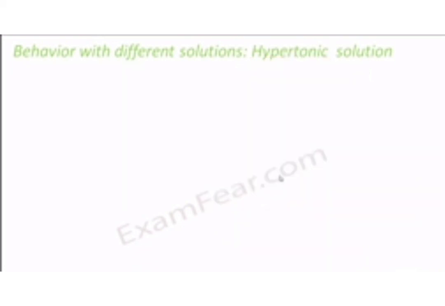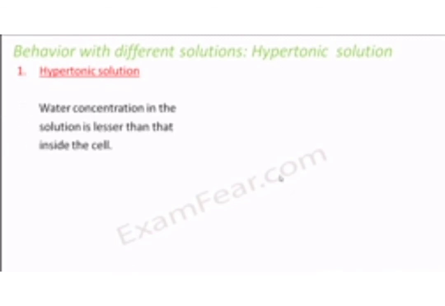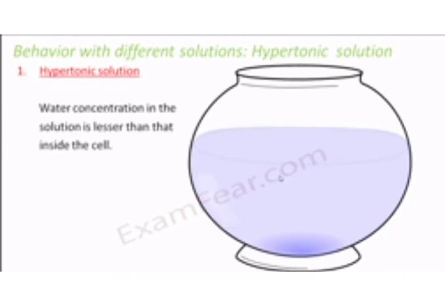If you put the cell into a hypertonic solution, which is exactly the opposite of hypotonic, the water concentration will be less than that inside the cell. So in this vessel we have a hypertonic solution, which means the water concentration is less here. If you put a cell, what will happen? The water concentration is less here and more inside the cell, so water will start coming out of the cell. So the cell will start to shrink.